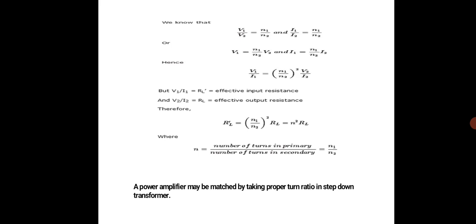From this we can derive what is V1, what is I1, and the ratio of V1 and I1 will tell you what will be the effective input resistance and output resistance. So from this we could derive what will be the RL dash, that is the reflected resistance, in terms of the turns and the load resistance. And of course, N is nothing but the ratio of number of turns in primary to the secondary. So we need to match the power amplifier by taking proper turn ratio in the step down transformer.